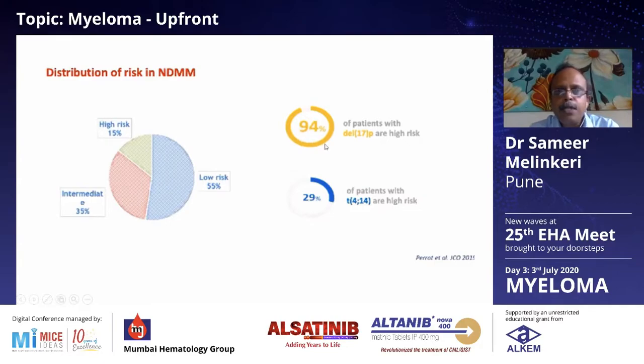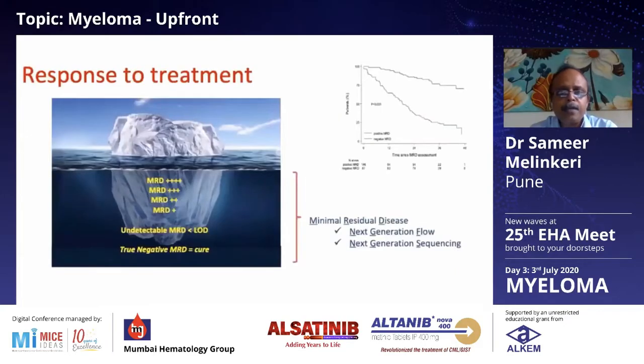And they've also noted that if you have a 17p deletion, then about 94% of the times it will be more than 55% clonal load, and they would tend to be in the high risk. Whereas if you have a 4;14, only about 29% would actually be in the high risk category.